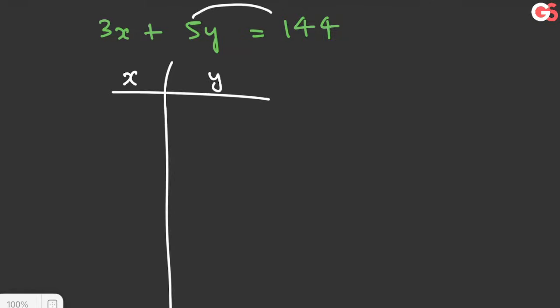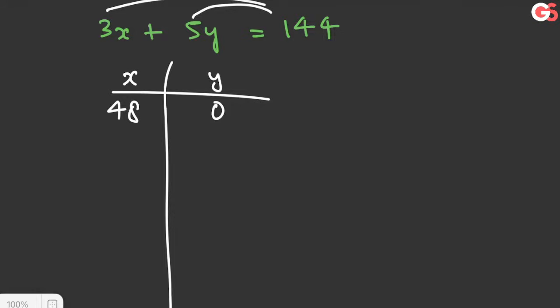So, what if the equation is like this, 3x plus 5y is equal to, let's say, 144. Now, the problem here is that 5 is not a factor of 144. That is the main problem. But 3 is a factor, right? 144 is a multiple of 3, but not of 5, which means y can assume the value 0 and x can assume 48. But x cannot assume 0 here.